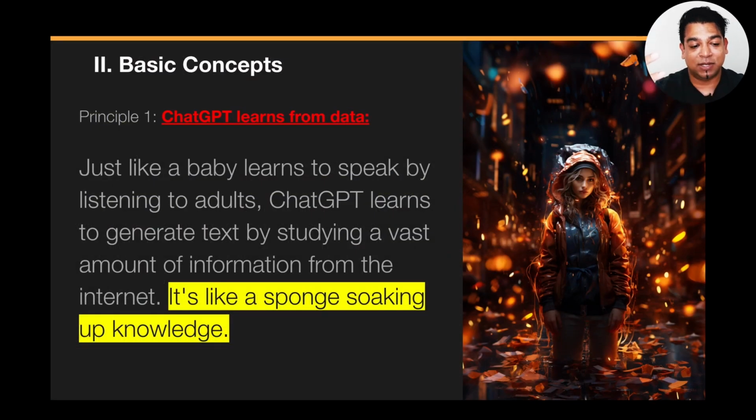So there are a few concepts that I want to layer. The first concept is that ChatGPT learns from data. It is a principle that is really important to understand. Just like a baby learns to speak by listening to adults, ChatGPT learns to generate text by studying a vast amount of information from the internet. It's like a sponge soaking up knowledge.